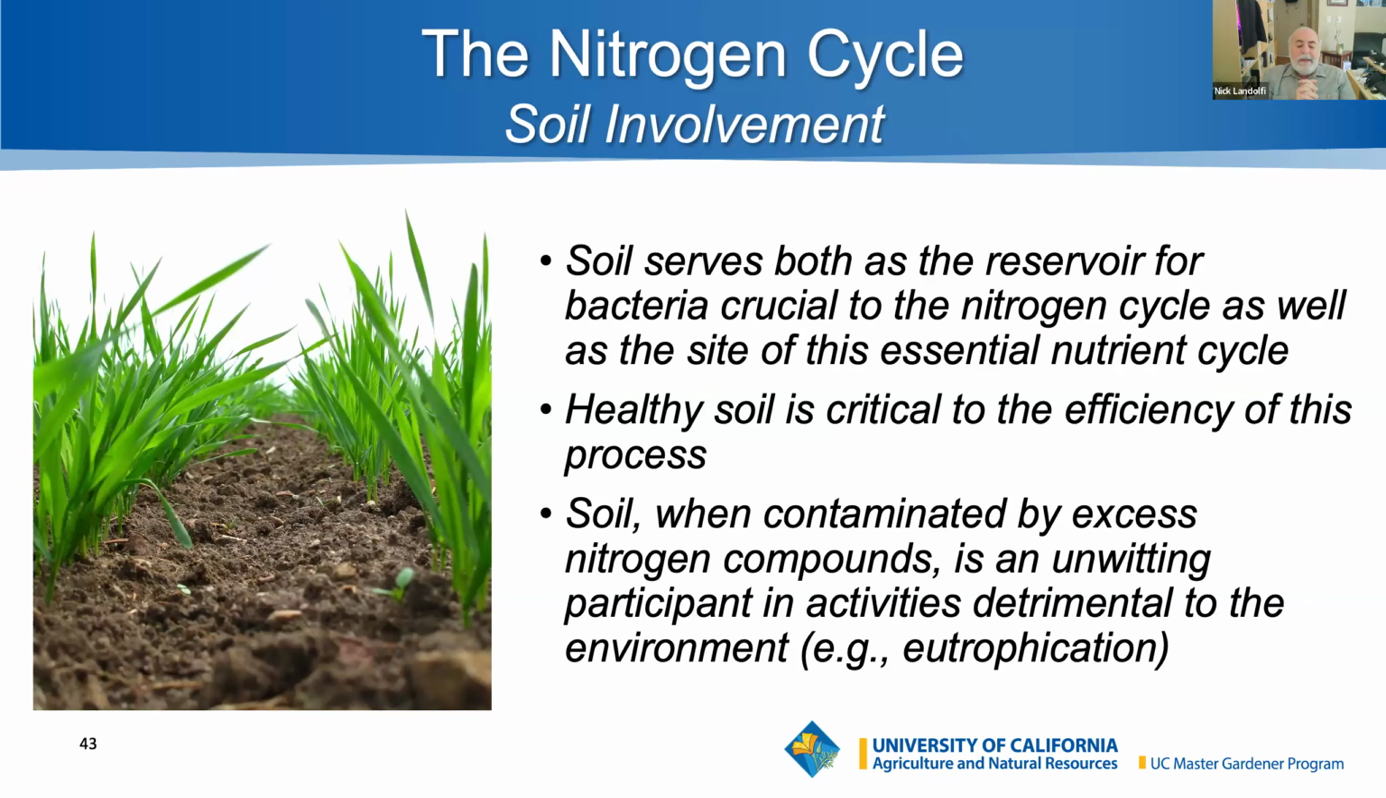You can see that the soil is intimately involved in the nitrogen cycle. It serves as both a reservoir for the bacteria and fungi crucial to the cycle, as well as the site where the cycle takes place. Having healthy soil is essential for an efficient nitrogen cycle. However, when soil is contaminated by excess nitrogen compounds, such as chemical fertilizers, animal manures, or excess organic fertilizers, soil is an unwitting participant in activities detrimental to the environment, such as contamination of aquifers and waterways with nitrogen, as well as the release of nitrous oxide into the atmosphere.